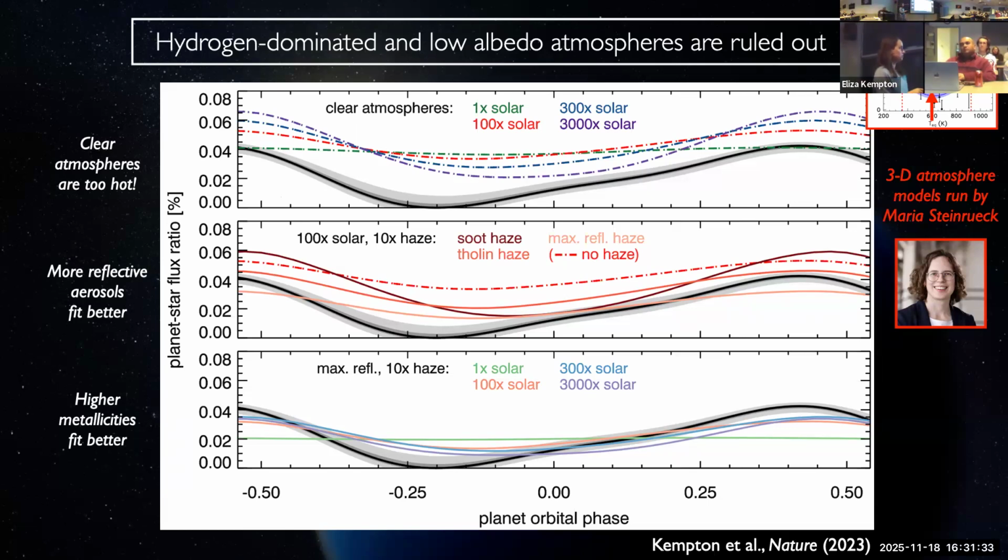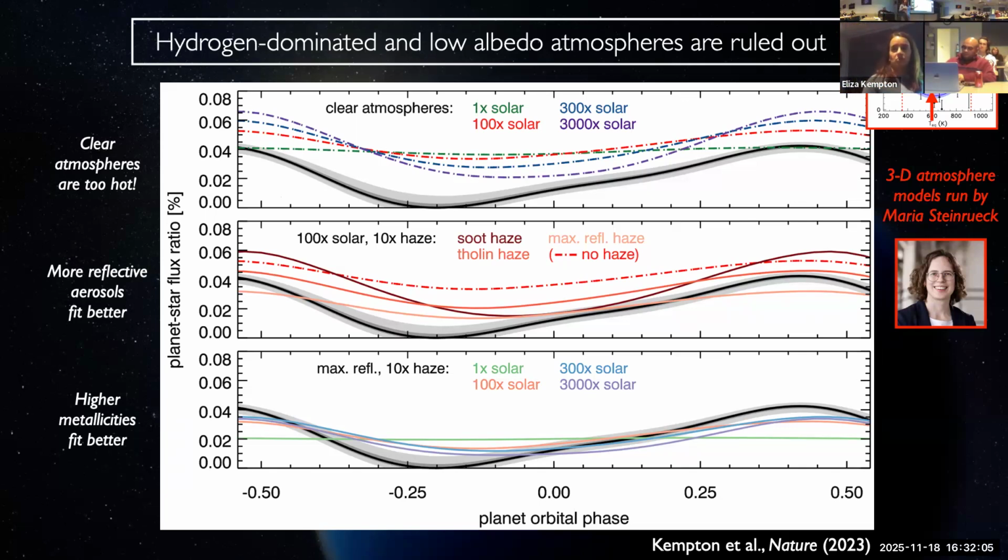So the models that best reproduce the properties of the data require a very thick and very reflective haze, and they require a high mean molecular weight atmosphere. So basically a very high metallicity, like hundreds to thousands of times the solar metallicity. You will note that none of the models actually fit the data. That is okay.